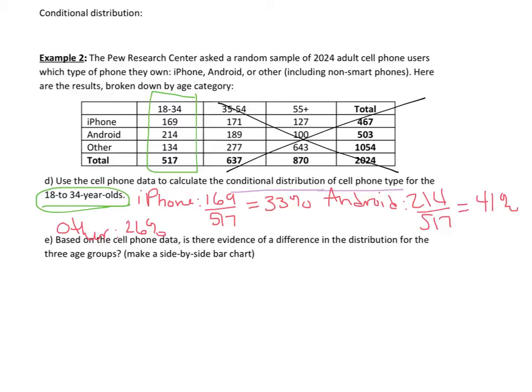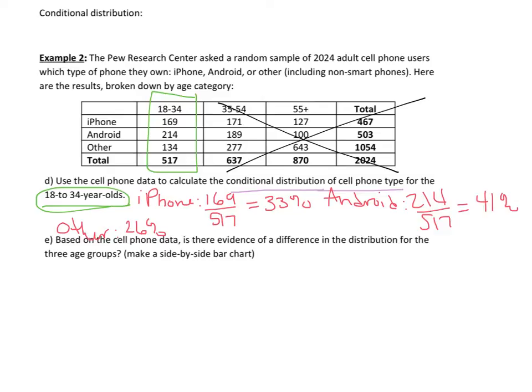Now, what I can actually do is look at this data that I have to see if there is evidence of a difference in the distribution for all three age groups. I'm going to do that by making a side-by-side bar chart. Unfortunately, this requires a lot of work. You're honestly not going to be doing this that often. You might do it once on a test or a quiz. Even then, it probably won't be this long.